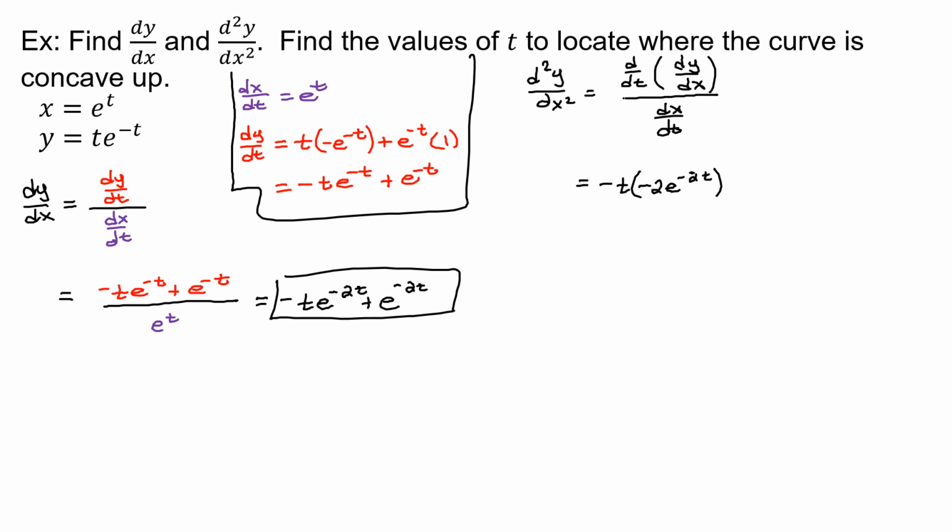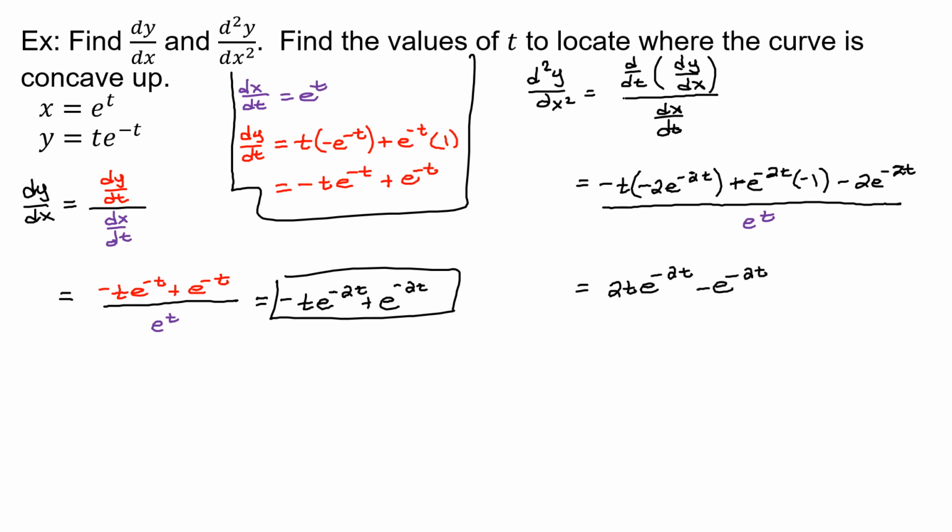plus the second, it's a plus e to the negative 2t, times the derivative of the first, which is just negative 1, and then the e to the negative 2t would become a minus 2e to the negative 2t. So that would be the derivative of dy dx with respect to t. Then I have to divide the entire thing by the same e to the t that was the derivative of the x, the dx dt. And then we simplify this a little bit. This is positive 2t e to the negative 2t minus e to the negative 2t minus 2e to the negative 2t divided by e to the t.